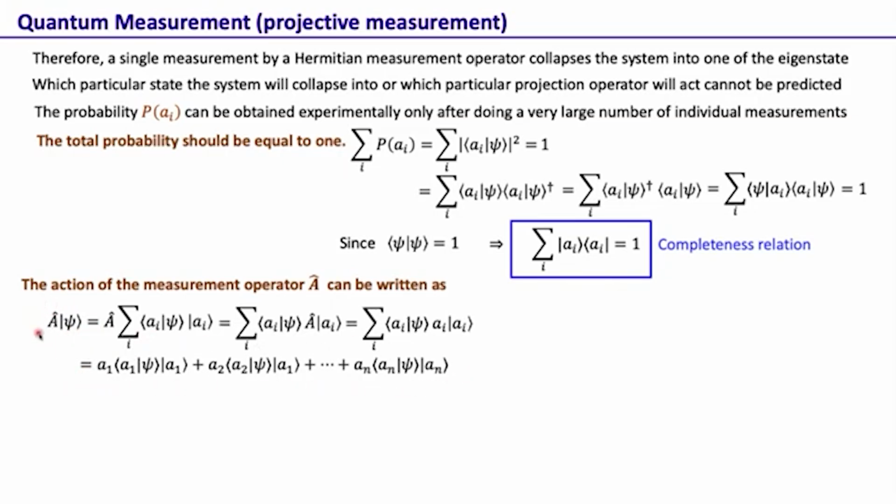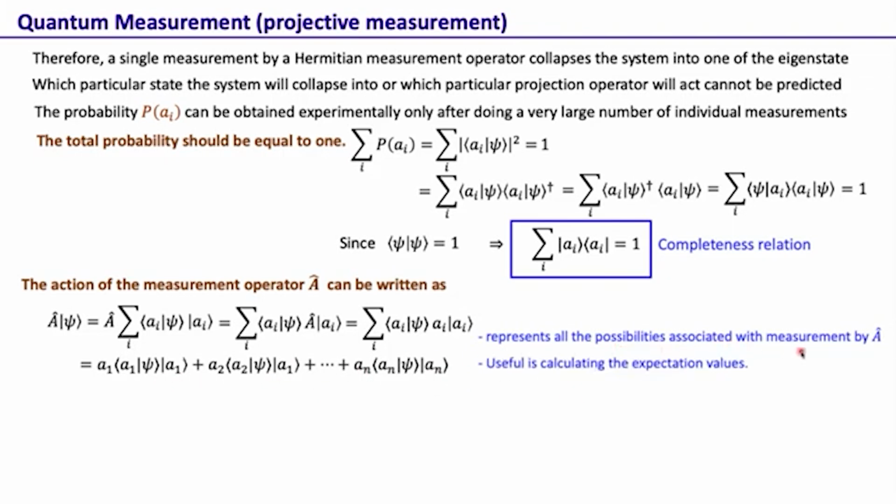But when we associate the meaning of measurement with this operator A, of course A acting on psi gives just one of the eigenkets, but symbolically we can write it like this. So this is just a superposition state, and of course it represents all the possibilities associated with measurement by A. And this kind of expression is definitely useful in calculating the expectation values, because in calculating the expectation values, we take the ensemble average over all possible outcomes that there can be.